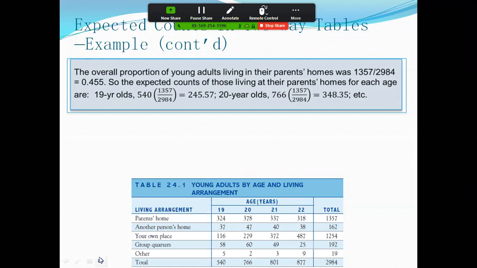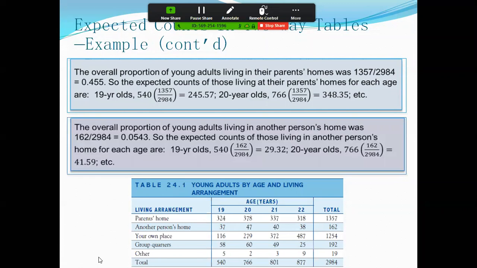So there is an expected number of 19-year-olds living at home to be 245.57, an expected amount of 20-year-olds to be 348.35, etc. Because if about 45% of people are living at home with their parents, we expect about 45% of 19-year-olds to be there, 45% of 20-year-olds to be there, etc.